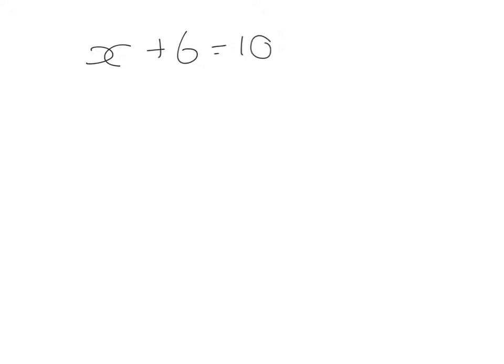Solving equations. When we're solving equations, we're always going to take the terms that are on the same side as the x and move them away from the x, because we want to end up, the final answer should be x equals. So we want to get the x by itself.